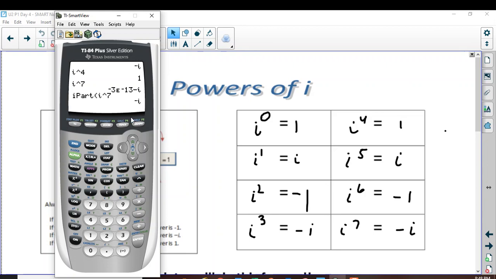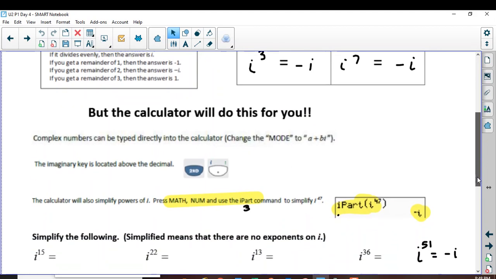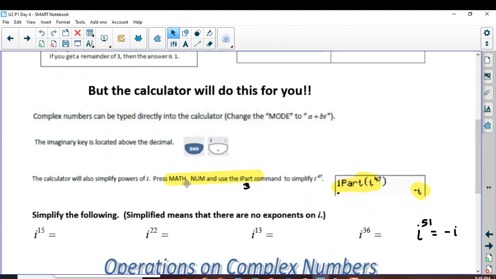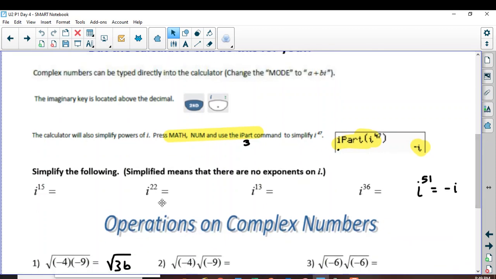Alrighty. And then I can do all these down here, and that's what this is telling you in your notes. To get a power of i, math num 3. So if I want to do i to the 47th, you just do math num 3, and then put in i to the 47th, and that gives you negative i. All right, so for this one, I'll put in to do i to the 15th.